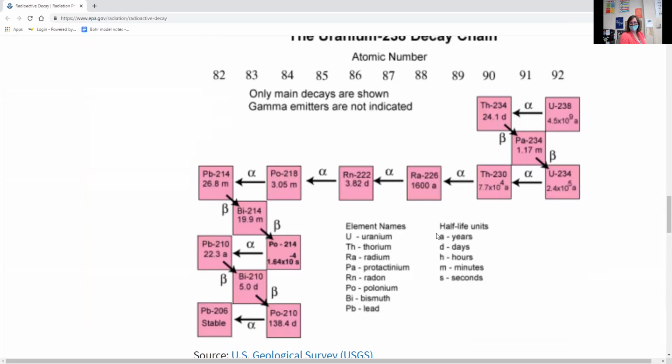And so this has a little key here. A stands for years, D is days, H is hours, minutes, and seconds. So uranium-238 has a half-life of 4,500,000,000 years. So every 4,500,000,000 years, half of uranium-238 has decayed. By the way, we think our sun is about 4.5 billion years old. So that means we think that our Earth at the oldest would be 4.5 billion years old or younger, because it had to have been gravitationally attracted to our sun.